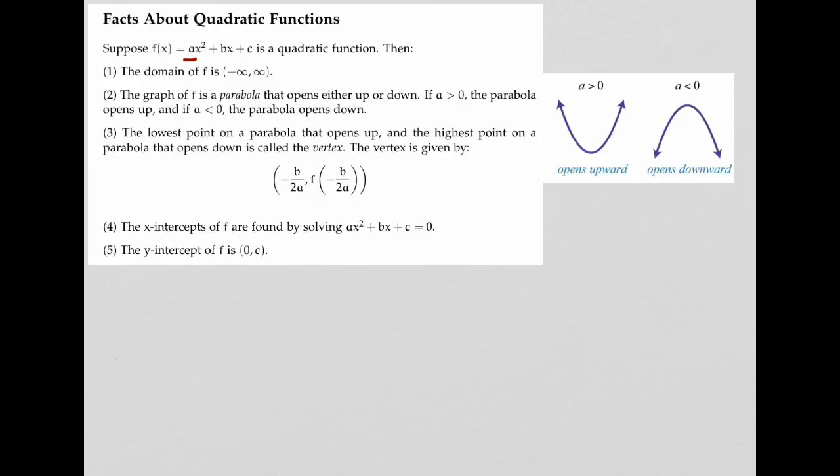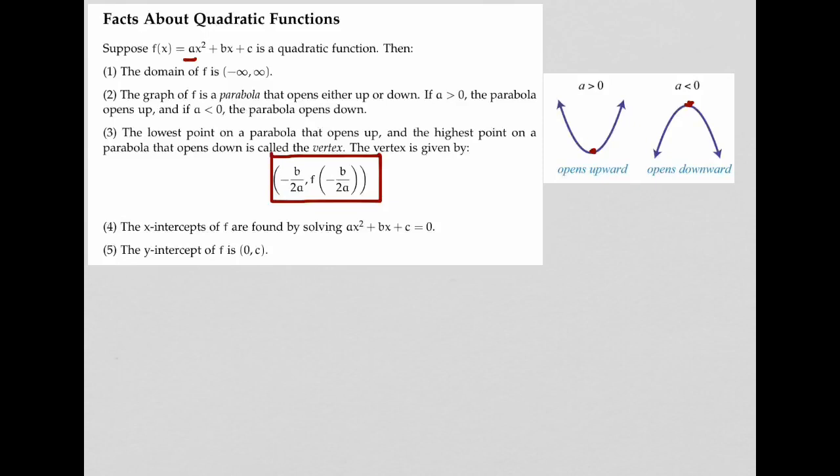Fact number 3 tells us that the lowest point on a parabola that opens up is called the vertex, and the highest point on a parabola that opens down is also called the vertex. And the vertex can be found using the vertex formula, which tells us that the x-coordinate of the vertex is minus b over 2a, and the y-coordinate of the vertex is f of minus b over 2a.